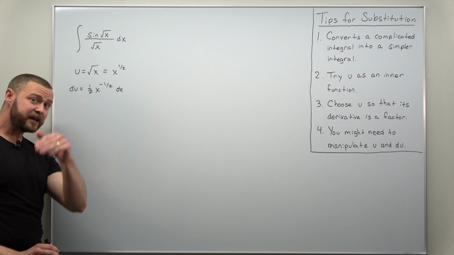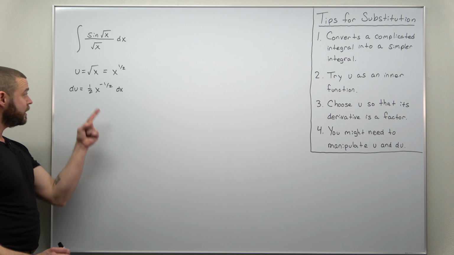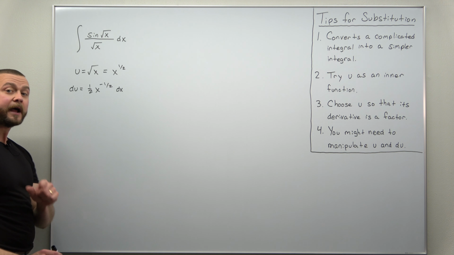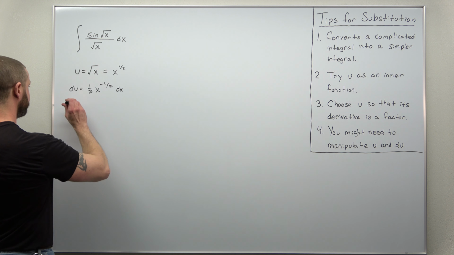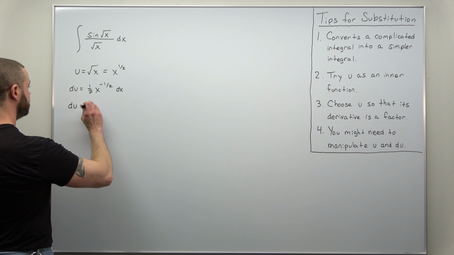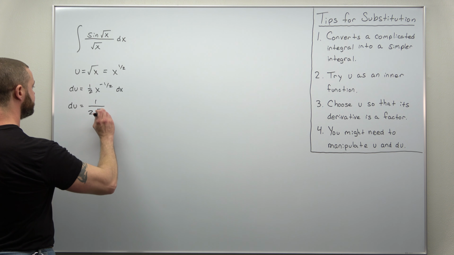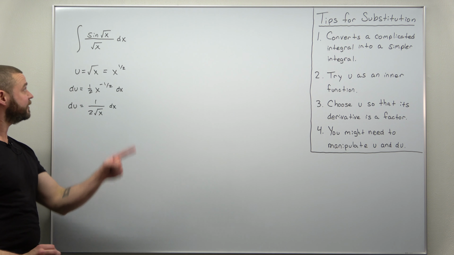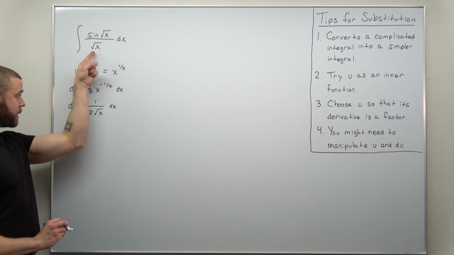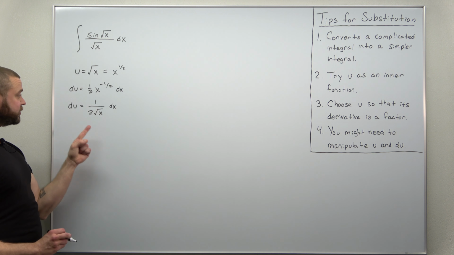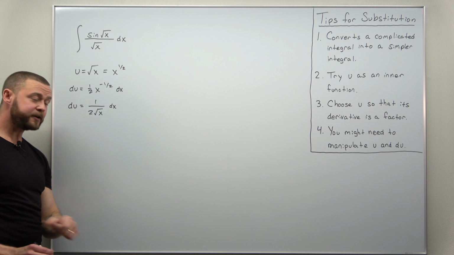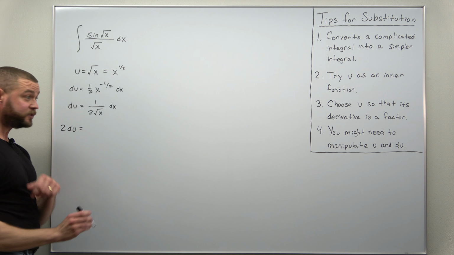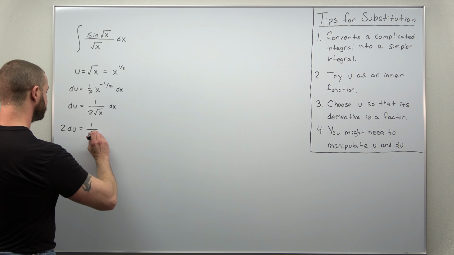And just to make the recognition of the different pieces here easier, let me write this back in terms of square roots. We have a negative 1/2 power. I can put that as a square root of x in the denominator. So I'll rewrite this as 1/2 square root of x dx. All right, and notice what we have. We do have a factor of square root of x in the denominator, but we're missing a factor of 1/2. So no problem, manipulate your differential, multiply both sides by 2 to get 2 du equals 1/square root of x dx.